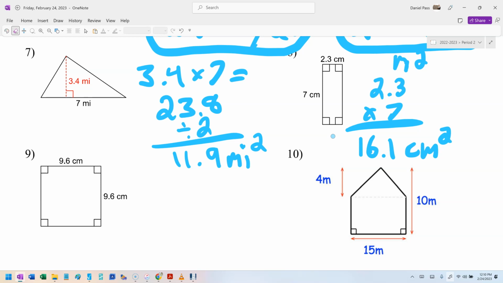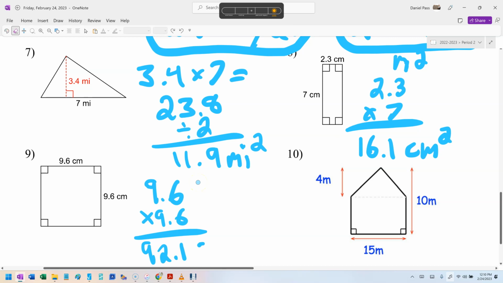Number 9 is 9.6 times 9.6. Okay. And you get 92.16. All right. Excellent. All right, let's hear it for Thrasher shark.